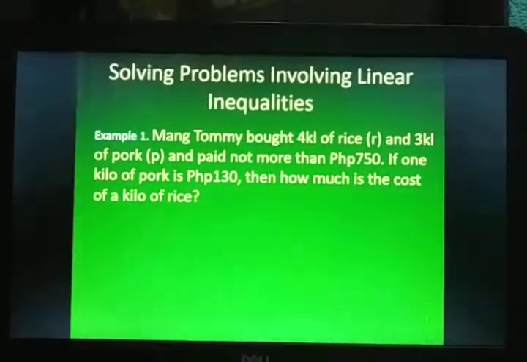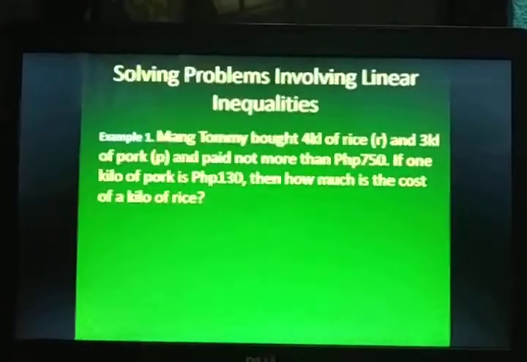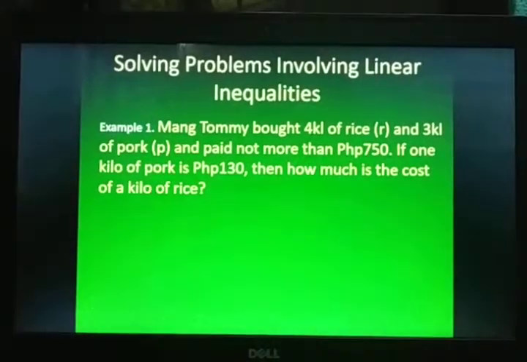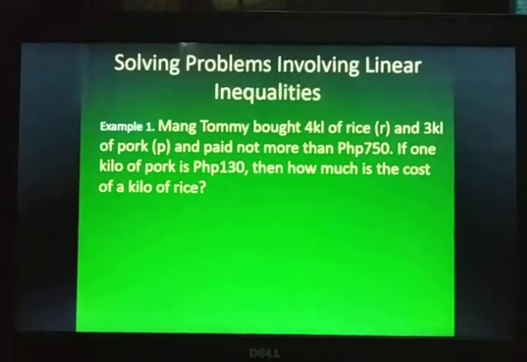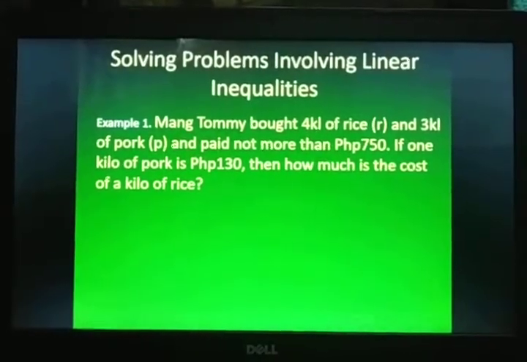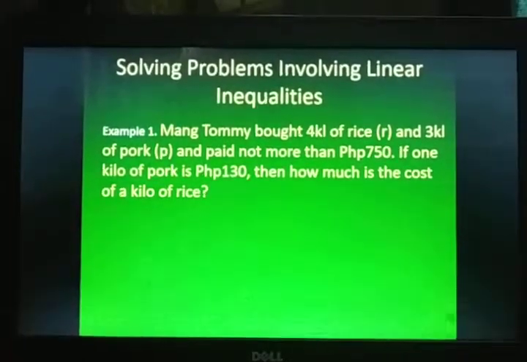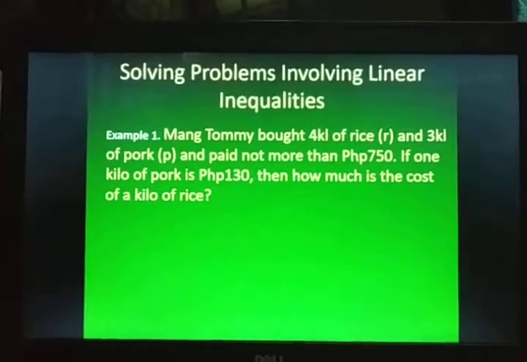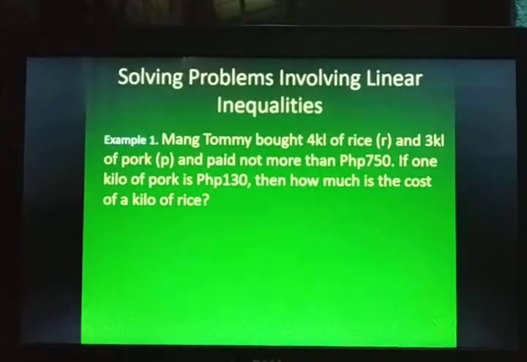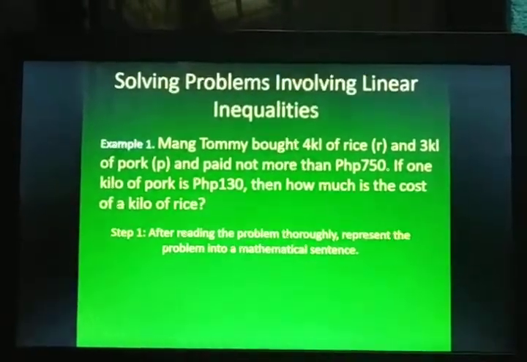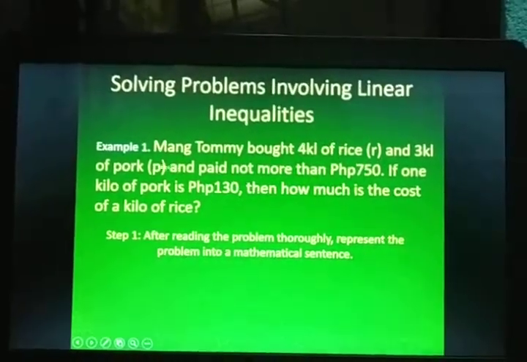I have example number 1. Mang Tommy bought 4 kilos of rice, represented by R, and 3 kilos of pork, P, and paid not more than 750 pesos. If 1 kilo of pork is 130 pesos, then how much is the cost of a kilo of rice? Okay, so let us understand the problem. Read it many times until you understand the problem. Translate it if possible so that you can understand. And then, let us represent the problem into a mathematical sentence.